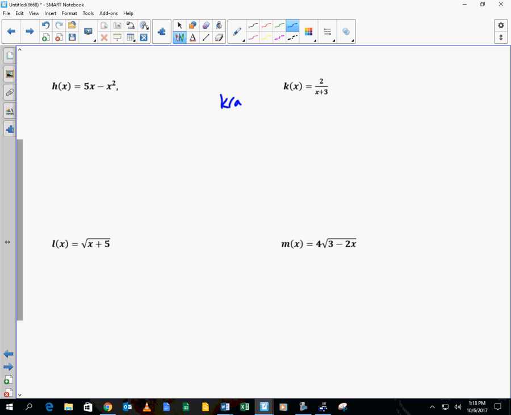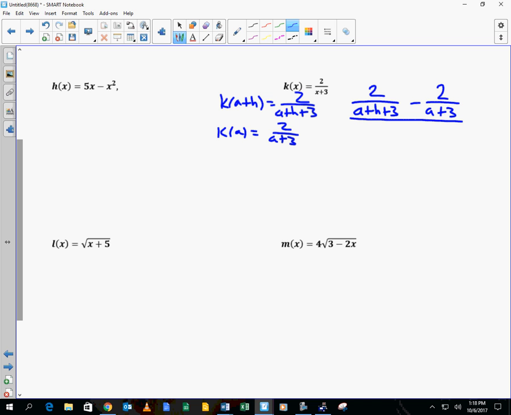K of A plus H is 2 over A plus H plus 3. And K of A is 2 over A plus 3. So I will subtract these and divide it by H. 2 over A plus H plus 3 minus 2 over A plus 3 all over H.